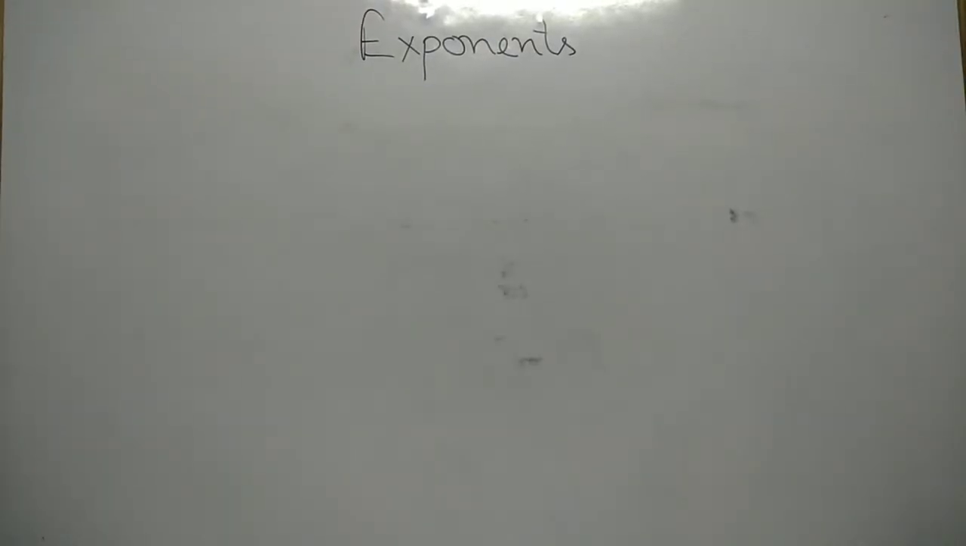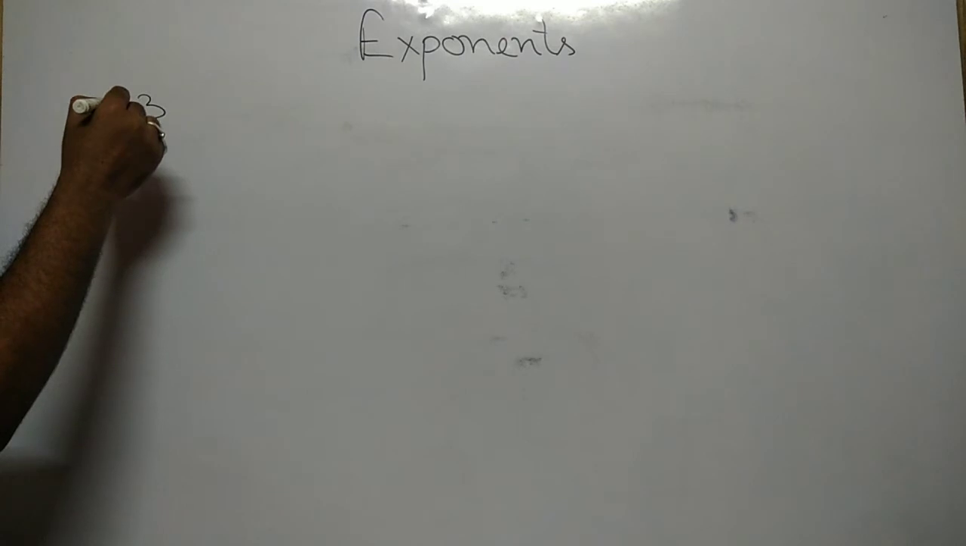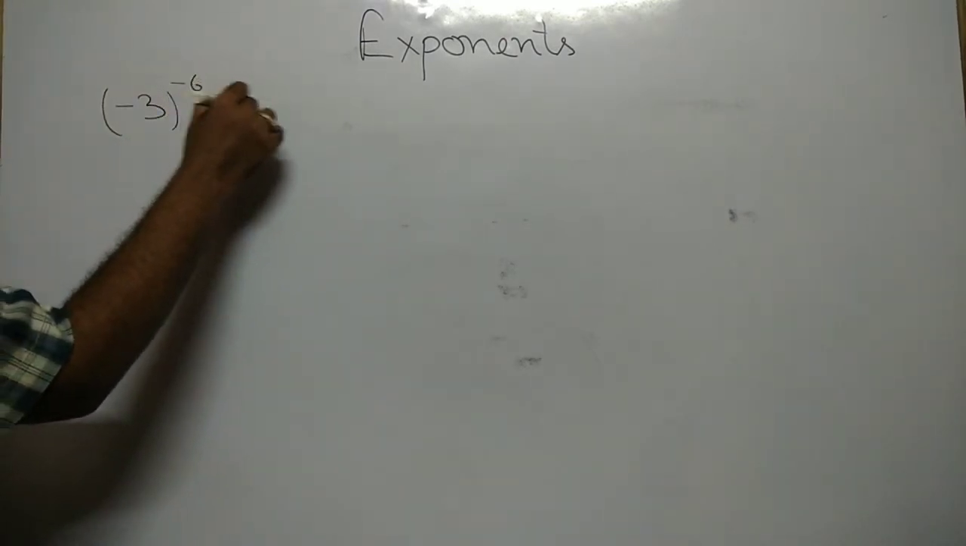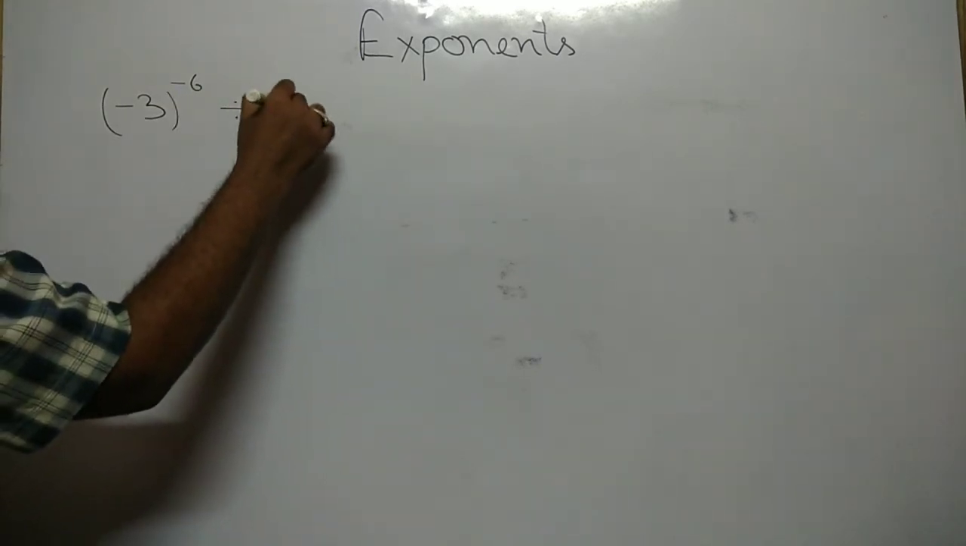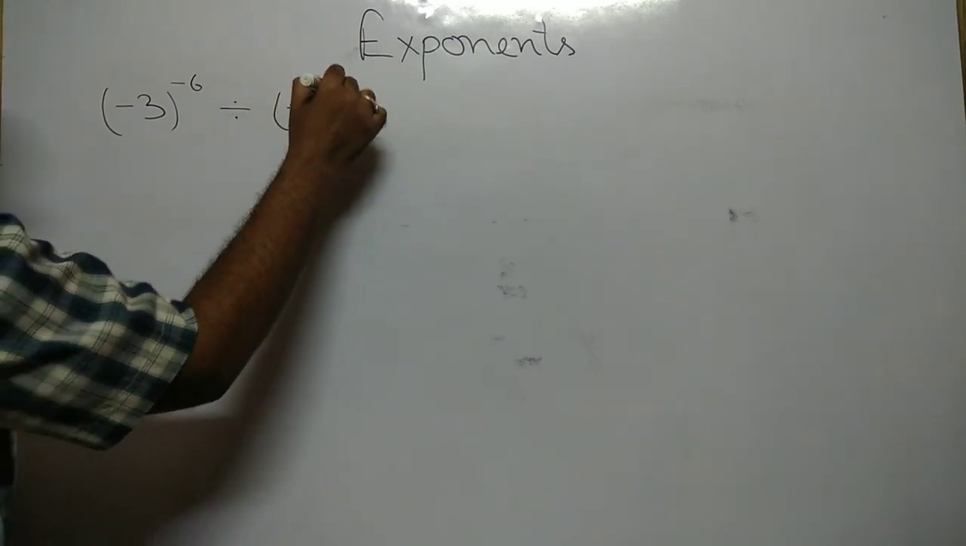Now we are going to discuss some more questions. Here it is: (-3) whole to the power -6 divided by, again, (-3) whole to the power -3.